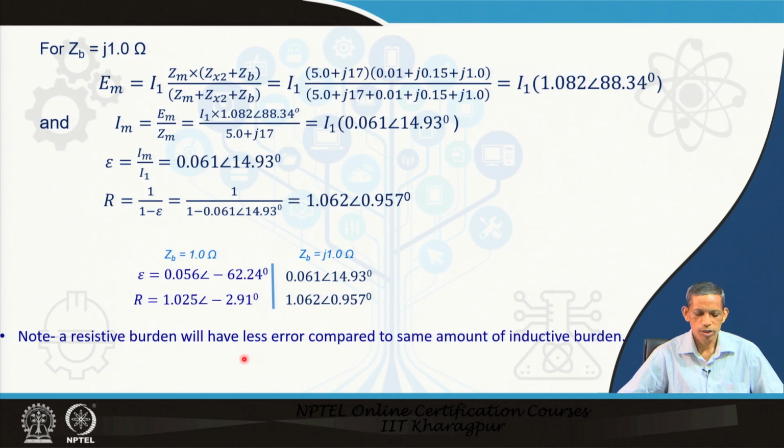In general, for the resistive burden, we will have less error compared to the same amount of inductive burden. So, if you know the inductive burden and its corresponding epsilon or error, and the system is instead connected to a resistive burden of the same value, then the corresponding error will be less. So, we always prefer the error to be as small as possible.